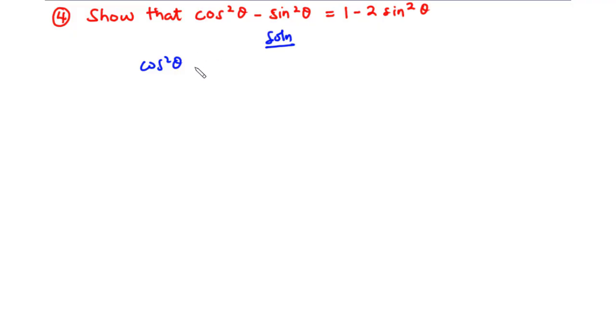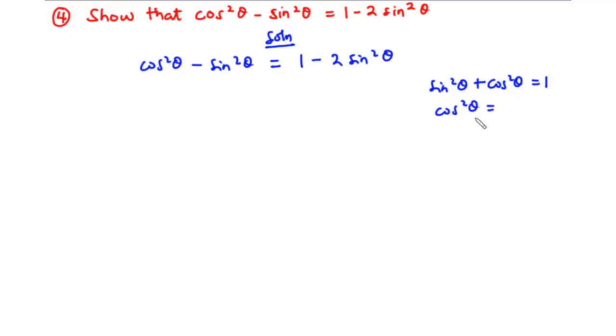Show that cos squared theta minus sin squared theta is equal to 1 minus 2 sin squared theta. Now from the trig identities, we know that sin squared theta plus cos squared theta is equal to 1. So we can say that cos squared theta is equal to 1 minus sin squared theta. That is, we transpose sin squared theta to the right hand side.